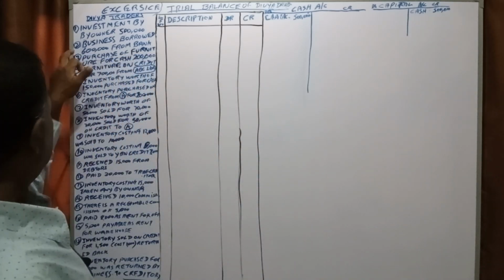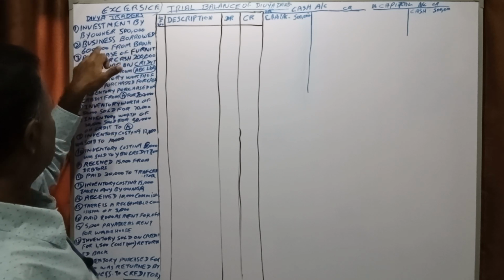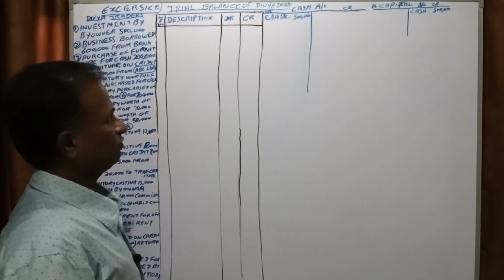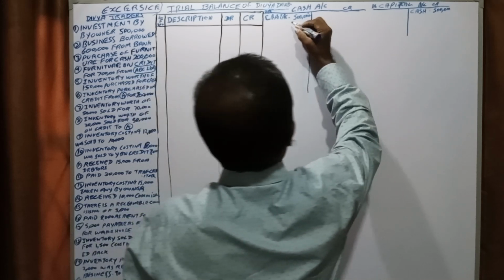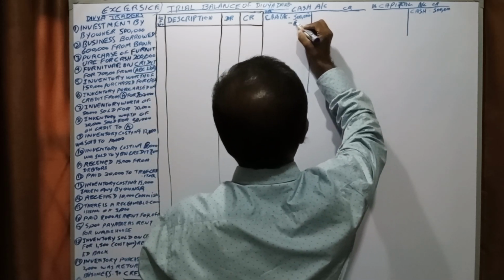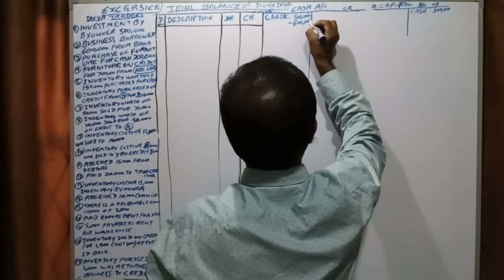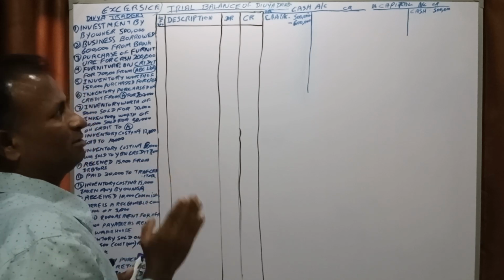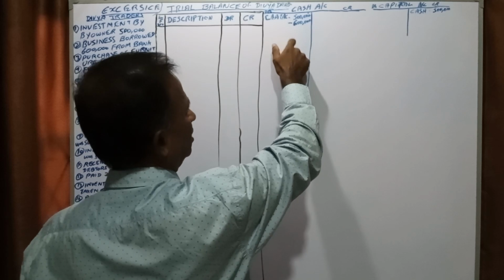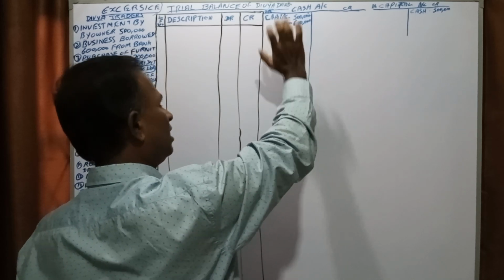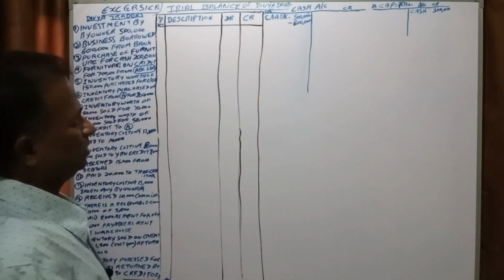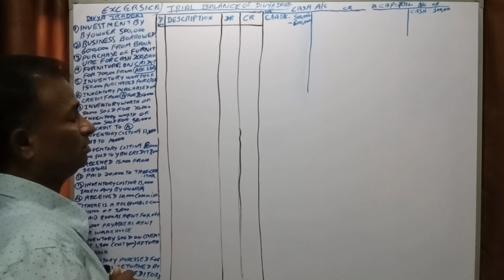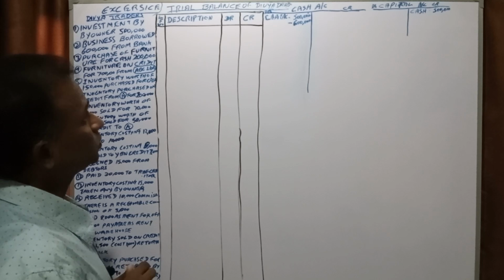Next is the business borrowed 600,000 from bank. Cash account is debited. We don't need to think twice. If they mention cash in the question, then definitely the cash account will be affected, either debit or credit. So cash is debited.